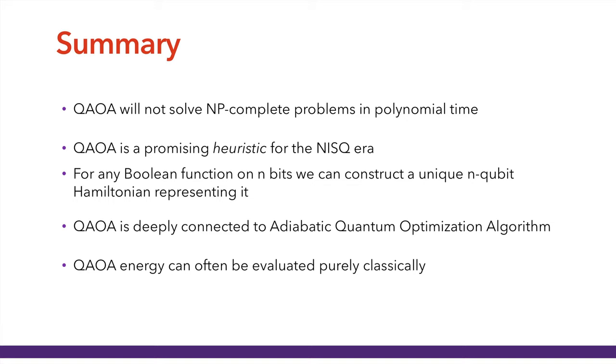Second, for any Boolean function or a Boolean objective that we want to optimize on n bits, we can construct a unique n-qubit Hamiltonian representing it, and we can do it by means of Fourier expansion of the Boolean function. Or more practically, if it's a Boolean function expressed in a polynomial number of local terms, we can construct it using the table that I've shown you earlier. Third, QAOA as an algorithm is deeply connected to the adiabatic quantum optimization algorithm. However, its mechanism is not limited to the adiabatic mechanism. In fact, the mechanism is still a subject of debate, but it is different.